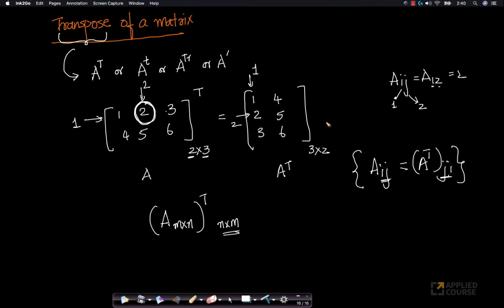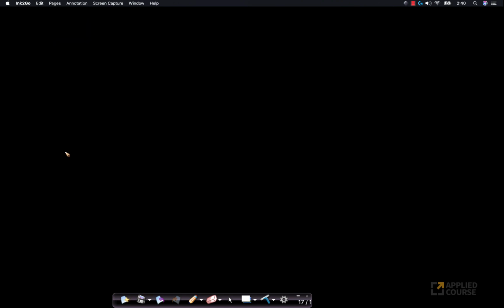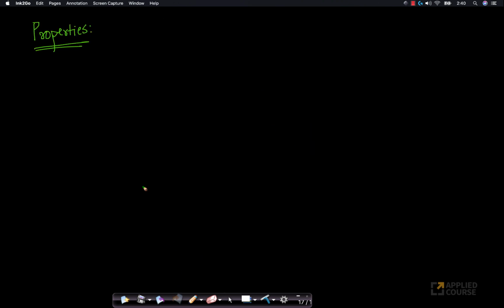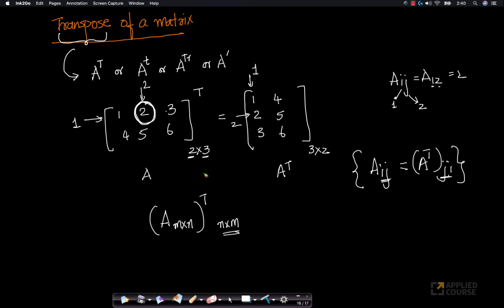It's a very, very simple operation. You simply convert each of these rows into columns. That's all there is. There are a few important and simple properties of the transpose operation. Let me go over each of them, then we'll see an application of this concept. Remember, this is a very simple operation: taking an m cross n matrix and converting it into an n cross m matrix by writing each of the rows as columns of the new matrix. That's all there is. This operation is something we'll keep using throughout our linear algebra course.